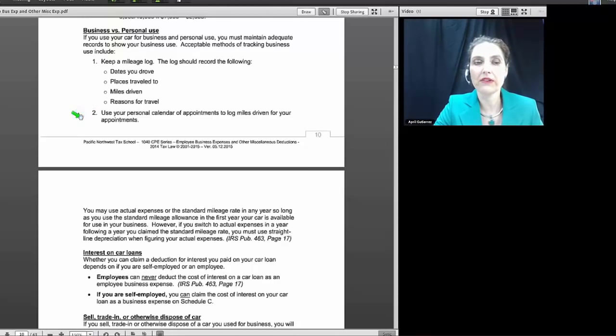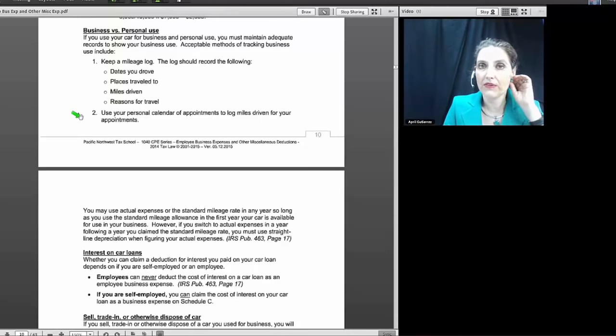You can do that, but you can also use your personal calendar of appointments to log miles driven for your appointments. Well, back in the days when I was a salesperson, I had a log of all of my appointments, and it was sure a heck of a lot easier to write down how far I went in that log to see that appointment than it would be to keep a separate book. So ultimately, that's what I did, and turns out that's allowed by the IRS anyway.